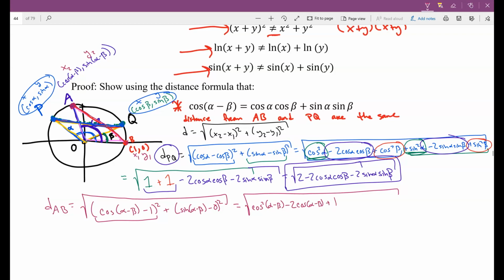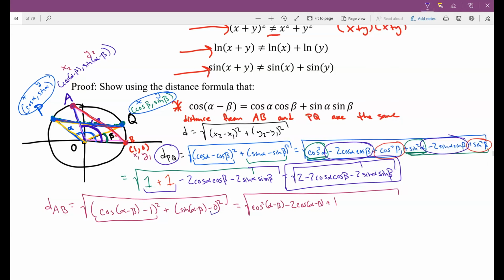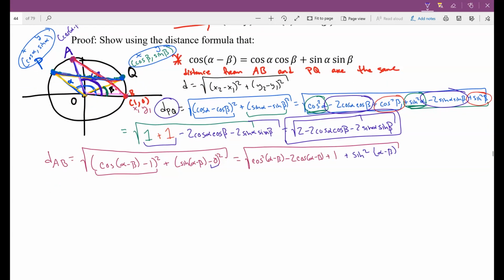And then this guy, the 0 is just going to go away. So all I'm doing is just squaring this guy. So it's just going to be plus sine squared alpha minus beta. Okay. All right. And now I can do the same thing that I did before. Look at these two guys. That's another Pythagorean identity. So that guy is just going to give me 1.